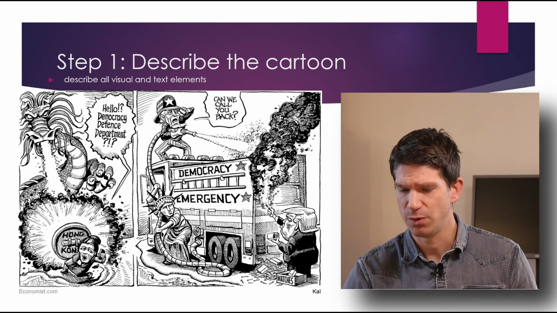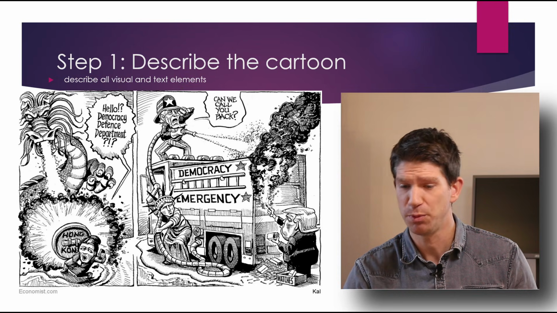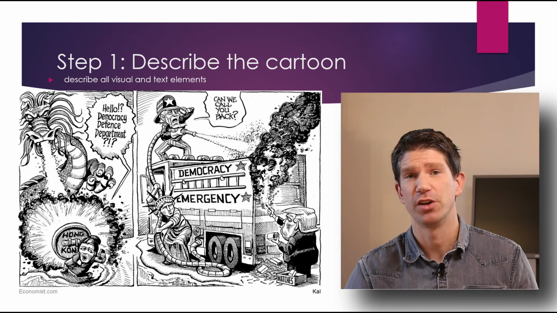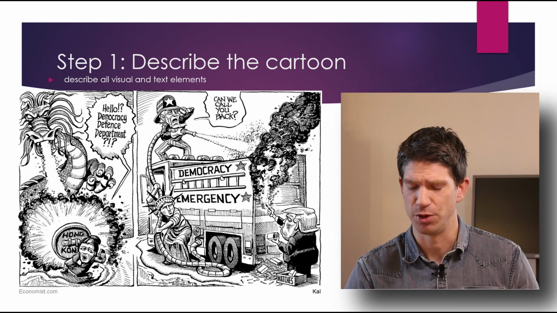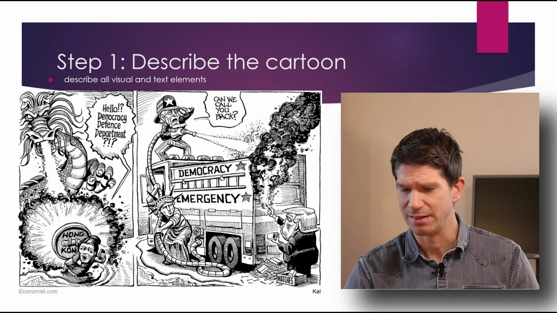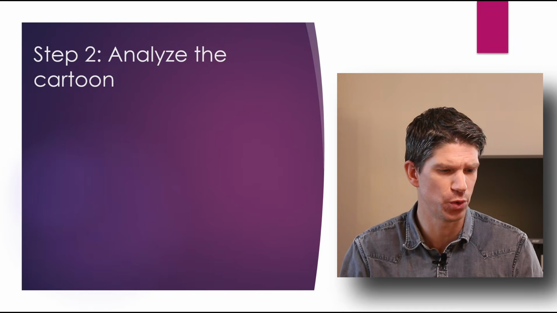There's another person with sort of a gown and a crown on who's trying to help the person on top with the fire hose. So he's lifting the fire hose to help that other person there. The fire truck is labeled Democracy Emergency. In a second step now, you would do the actual analysis. So you will look at the following questions.